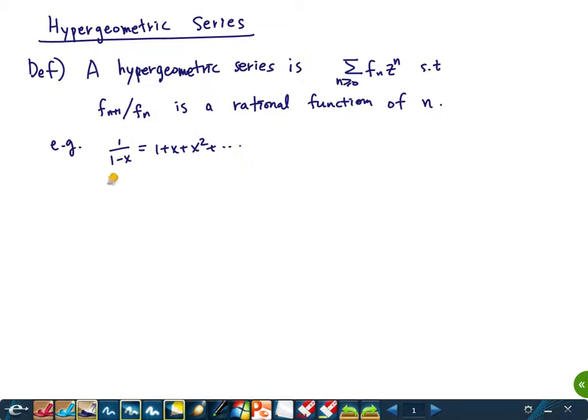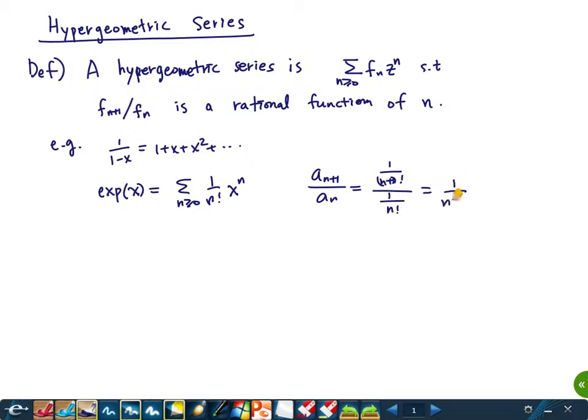And also the exponential function. This is the sum of 1 over n factorial times x to the n. This is also a hypergeometric series. The ratio a_{n+1} over a_n is 1 over (n plus 1) factorial divided by 1 over n factorial. So it's 1 over n plus 1. It is a rational function in n, so it's also a hypergeometric series.